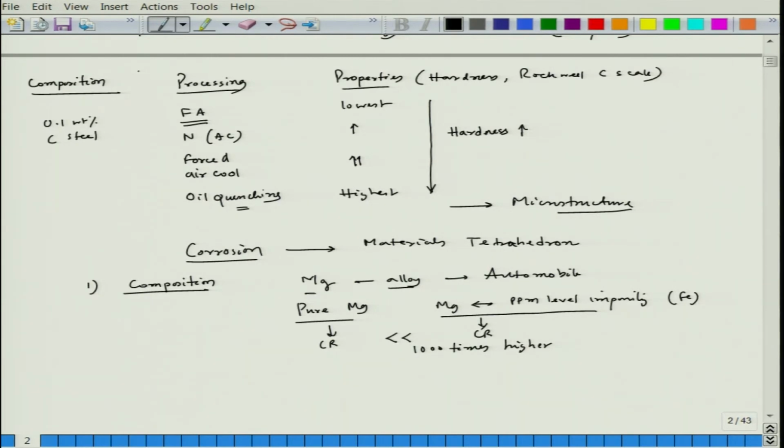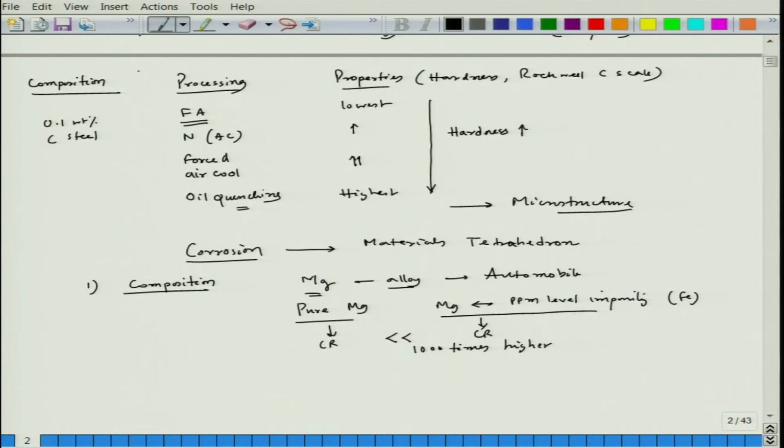Similarly, in magnesium alloys, we will talk about magnesium alloys in detail later, the addition of specific elements can improve the corrosion resistance. Not only that, we also have to talk about microstructure development, so that we get quite good corrosion resistance, so that it can be used in automobile applications.